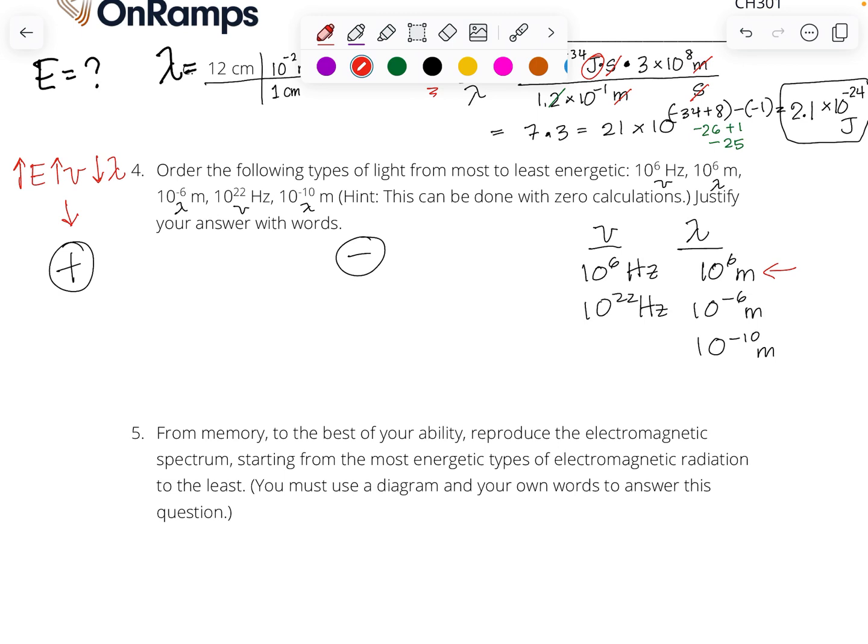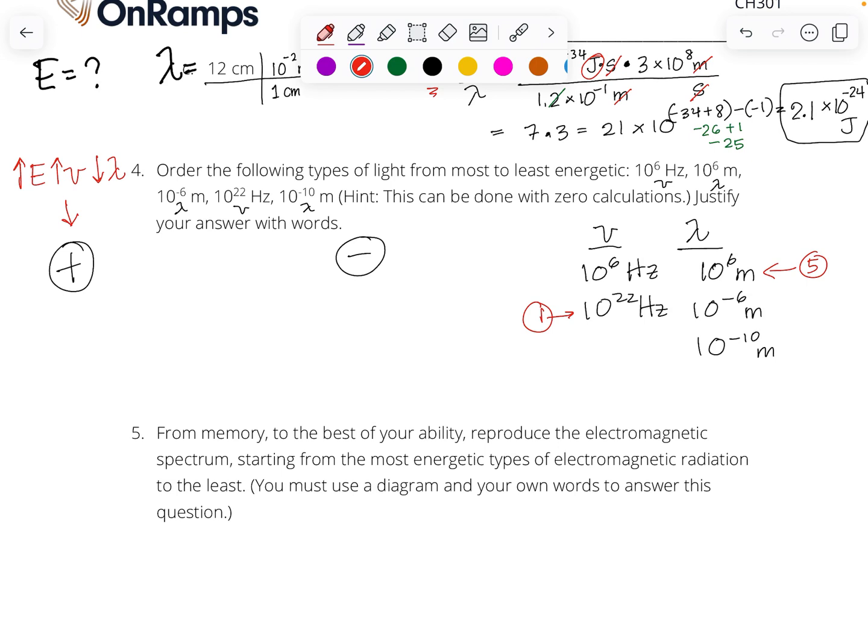So let's put that, well, there's 5 of them. So let's just number this. This one's going to be 5. The one with the highest frequency, which would be the highest energy, is going to be this one. So that's going to be number 1.